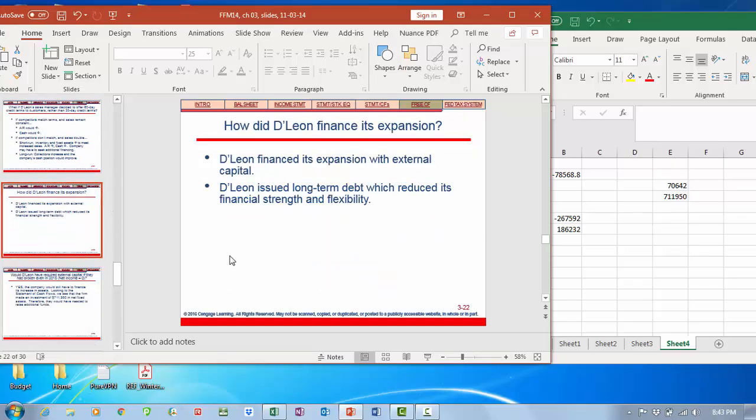How did DeLeon finance its expansion? We have already talked about it, not by stocks but by debt. So DeLeon finances expansion by external capital, that's debt. DeLeon issued long-term debt, which reduced its financial strength and flexibility.